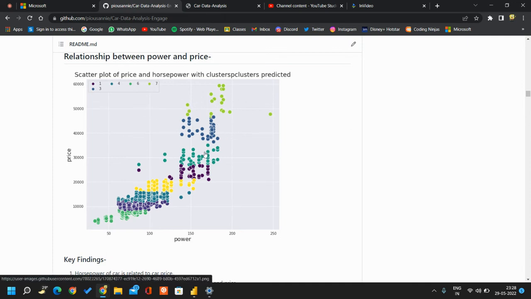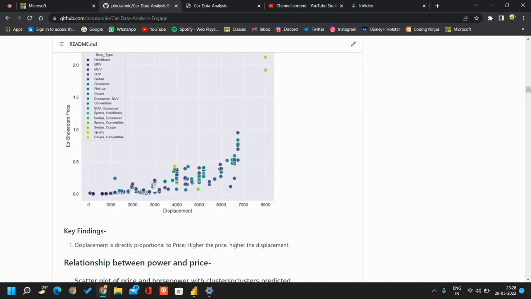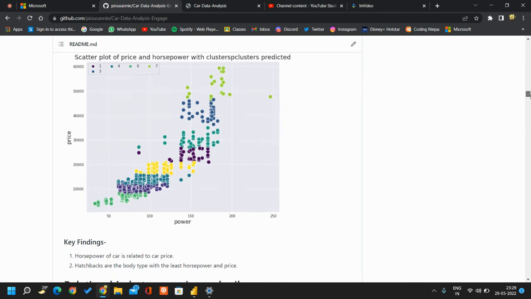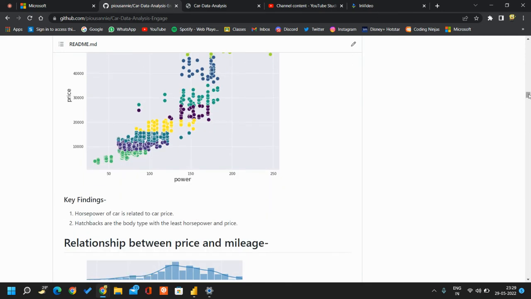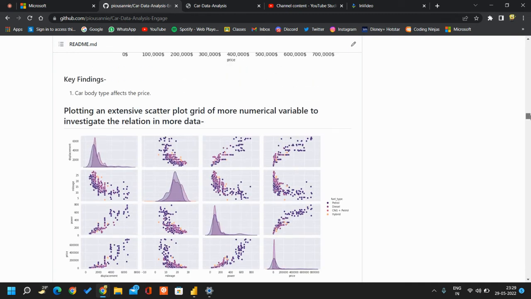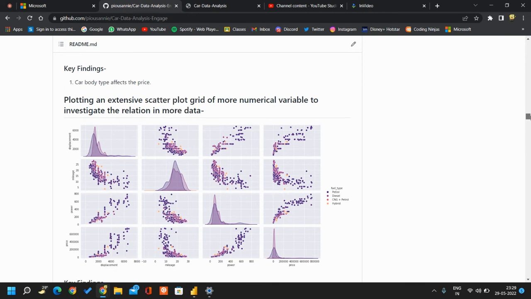We can see the clusters very easily. The clusters are easily separated, and so we can derive relationships about, for example, price and power here. The findings are written here as well. And similarly, other graphs are drawn, and exploratory data analysis is used to determine the various relationships among the variables.